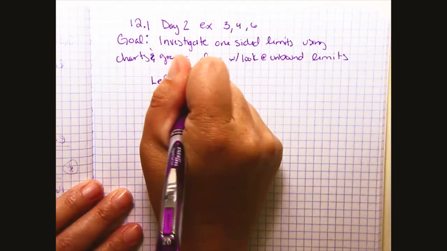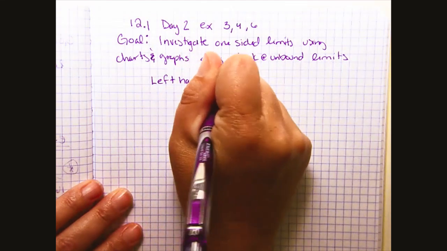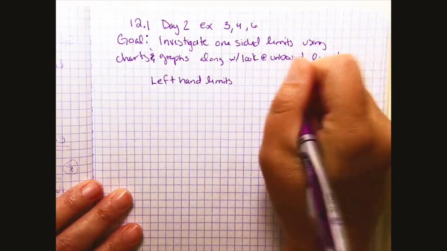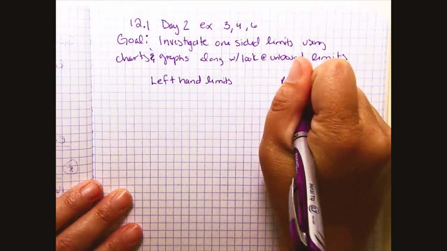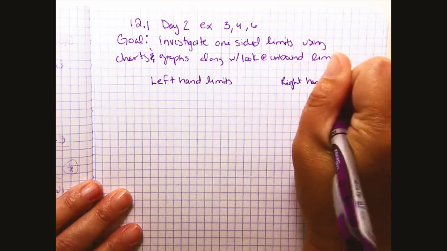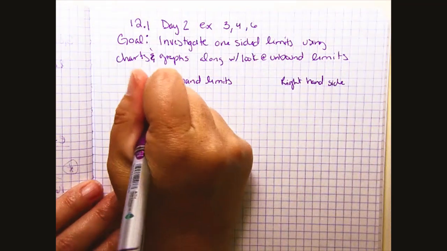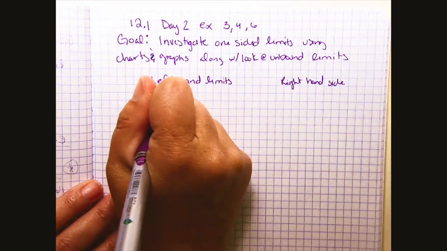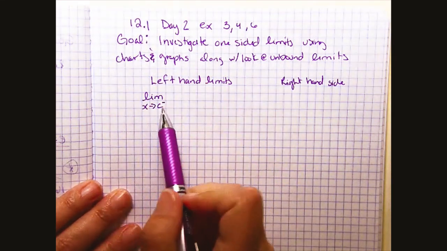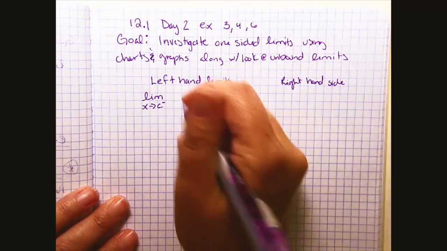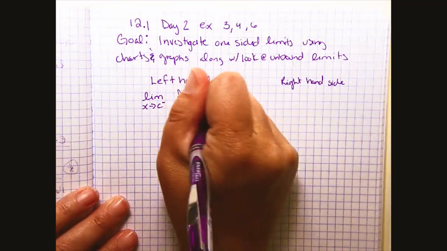But there are left-hand limits and there are right-hand limits. Maybe it should be side, but I think it's hand. So anyway, the left-hand limit looks as follows. The limit as x approaches c from the negative, so c from the left, the limit of f of x is L1.